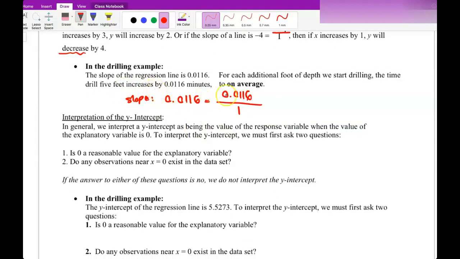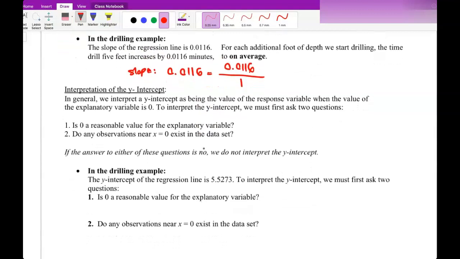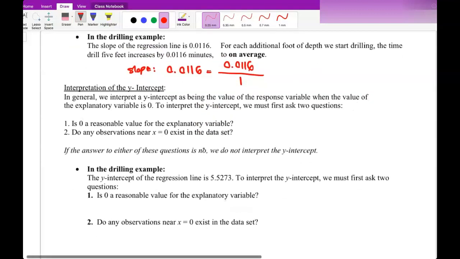Once again, it's increasing because we have a positive number. Okay, interpretation of the y-intercept. In general, we interpret the y-intercept as being the value of the response variable. So y is always our response variable and x is explanatory.